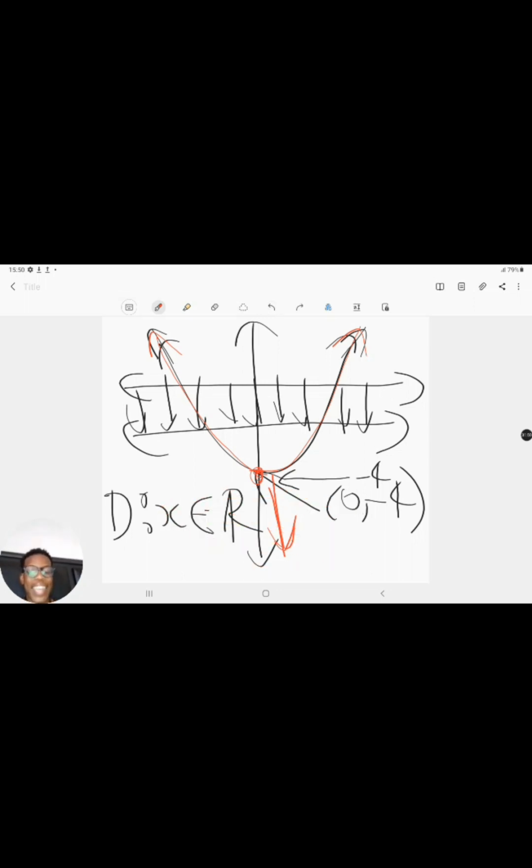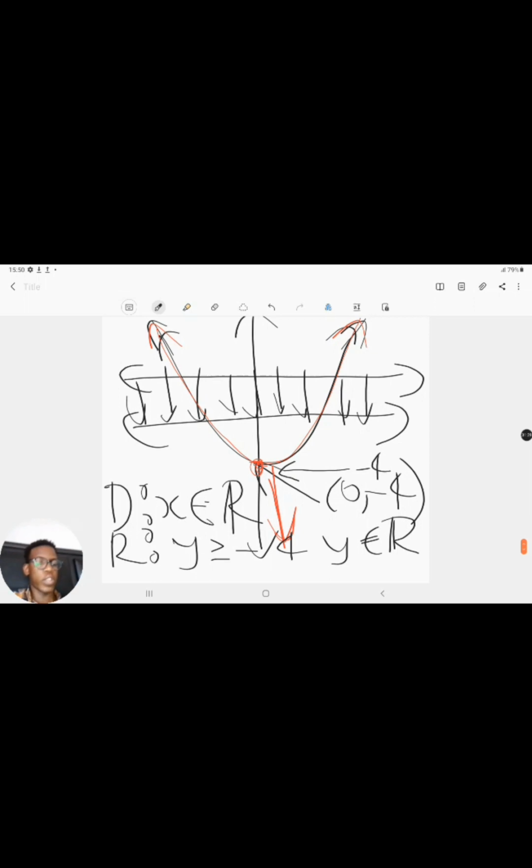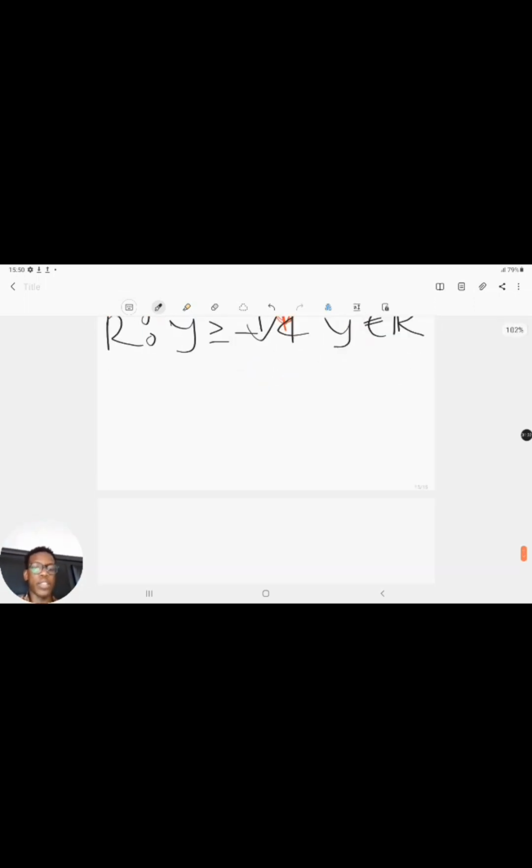So therefore, the range for this graph is y is greater than or equal to -4, where y is an element of the real numbers. So for all the real numbers above -4, including -4, the graph exists, but for all the y values below -4, the graph does not exist. This should have also been covered in earlier grades. I'm just explaining it very quickly and very simplistically here.